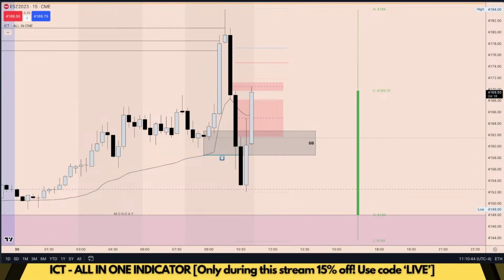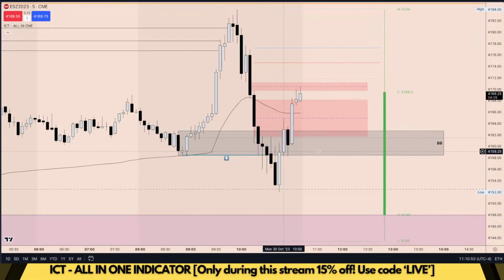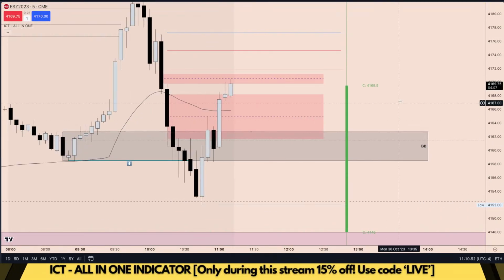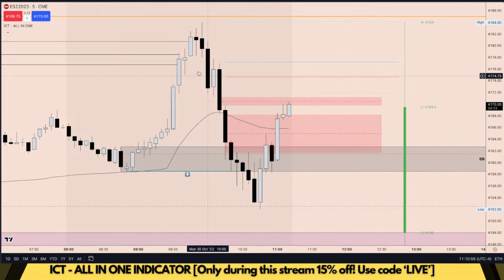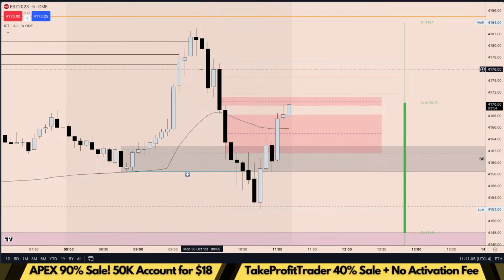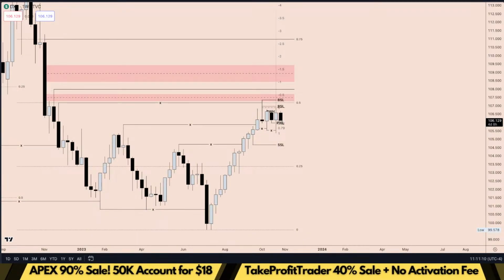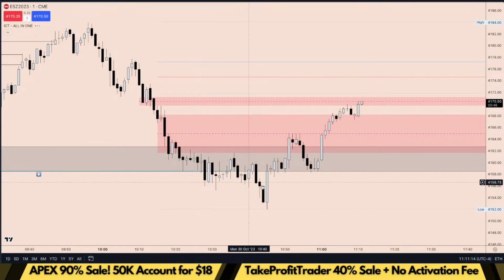50% of that 5-minute bearish fair value gap. DXY, 1 minute time frame.